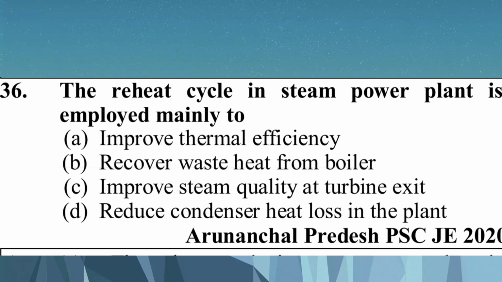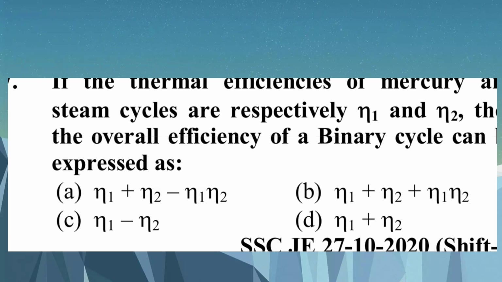Question number 36. The reheat cycle in steam power plant is employed mainly to A. Improve thermal efficiency. B. Recover waste heat from boiler. C. Improve the steam quality at the turbine exit. D. Reduce the condenser heat loss in the plant. C. Improve the steam quality at the turbine exit.